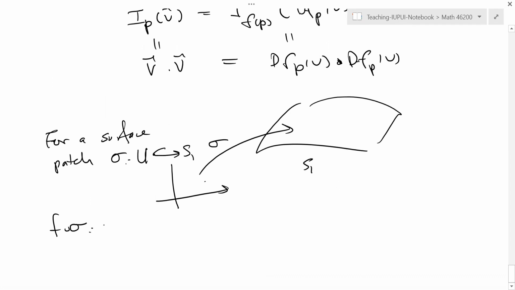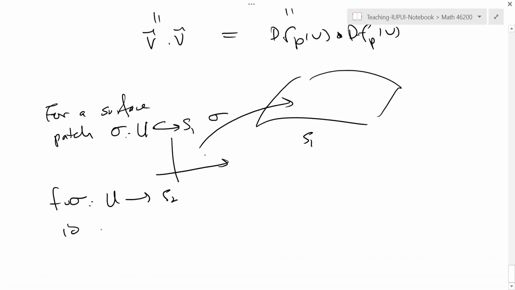F sigma is also a surface patch. Okay, that is a surface patch for S2. The reason is F is a local diffeomorphism, right? So when U is small enough, this becomes a one-to-one map.